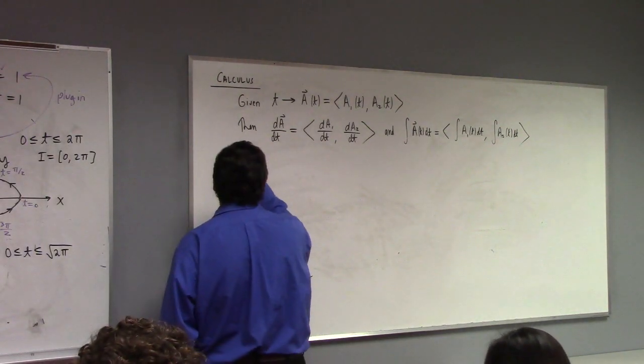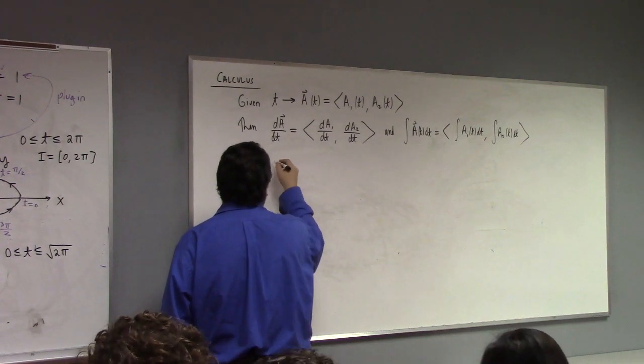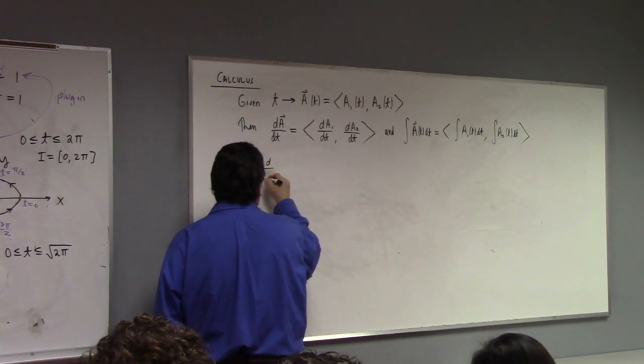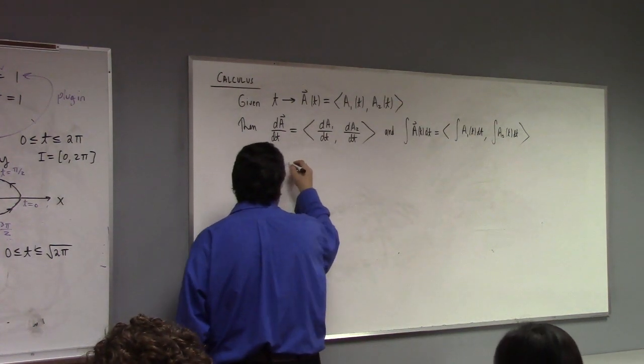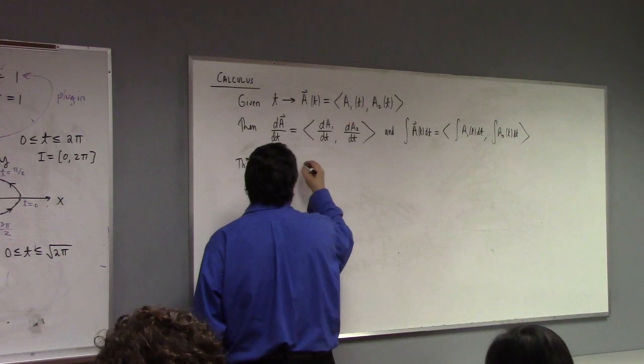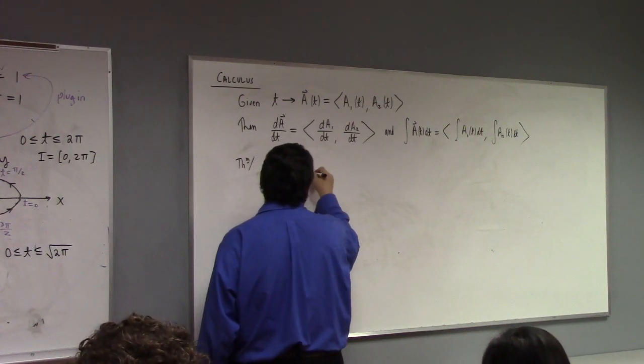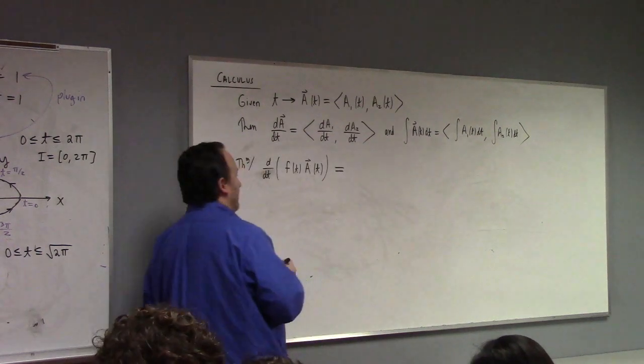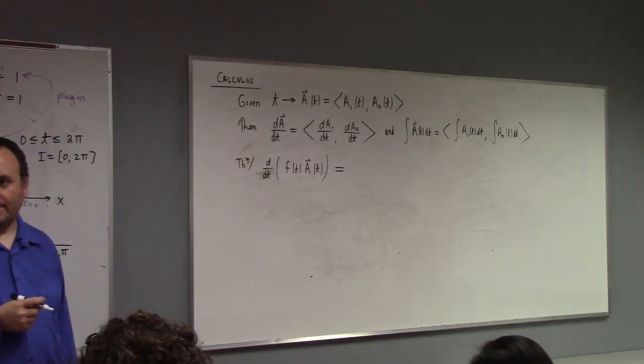So, let's see here, theorem. If you've got the derivative with respect to time of a function of t times this vector valued function of t, how's that work? Let's work it out.